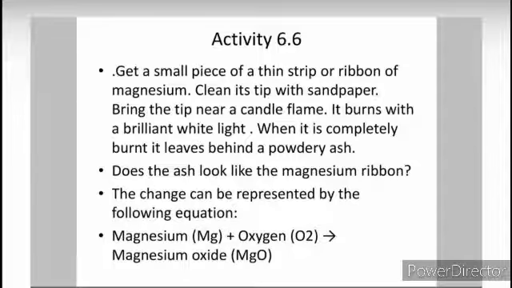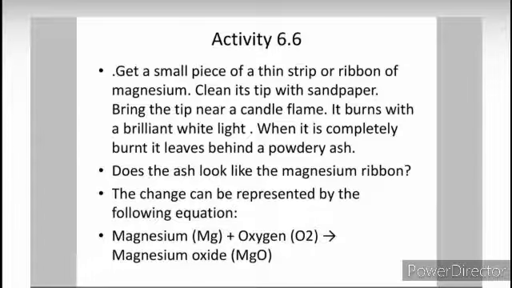Here in this activity, what we have to do is get a small piece of a thin strip or ribbon of magnesium. Clean its tip with sandpaper. Okay, we'll do this. Bring the tip near a candle flame. It burns with a brilliant white light. Yes, we could say that. When it is completely burnt, it leaves behind a powdery ash. Does the ash look like the magnesium ribbon?